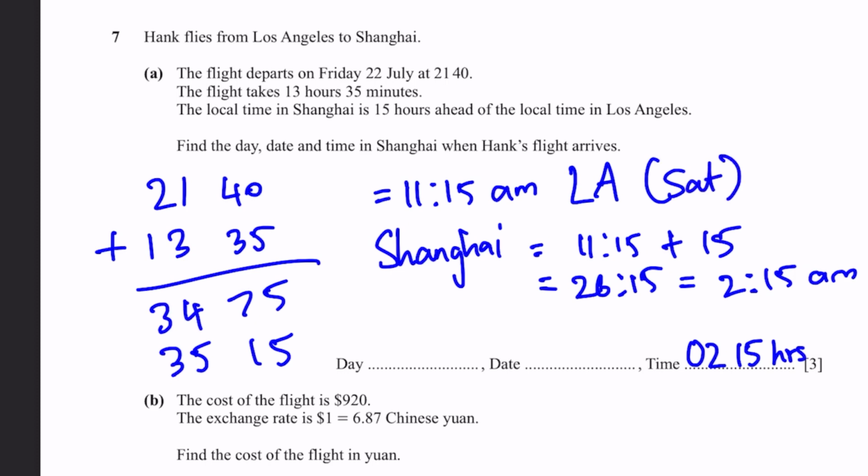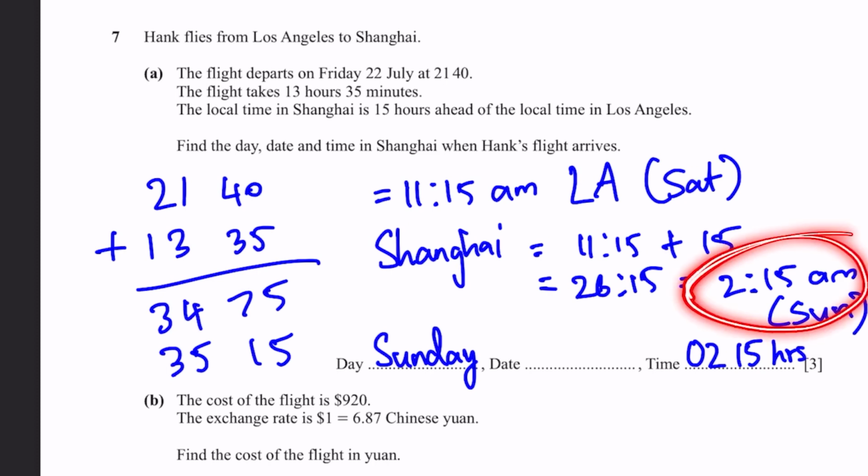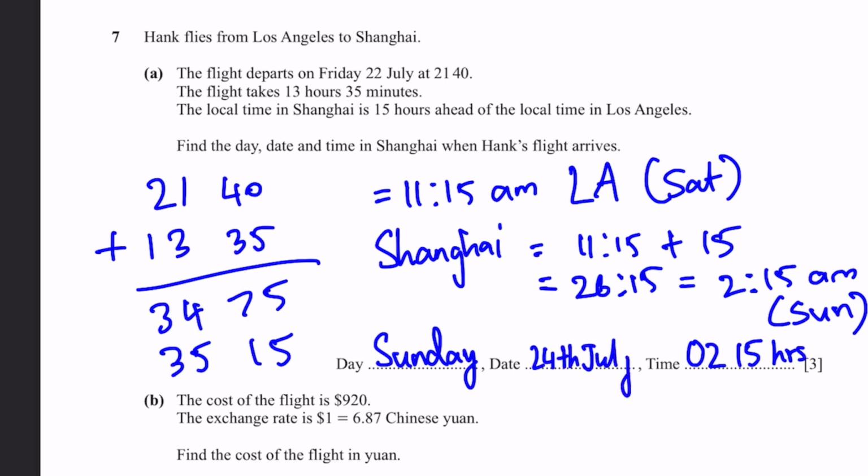But then in Shanghai, another day has passed because the next day, 2:15 a.m. So this is Sunday. So the day is Sunday. And now the date. Again, it's 2 days ahead right now at 2:15 a.m. from 22nd July. So 22 plus 2, 24th July. And this is the answer.